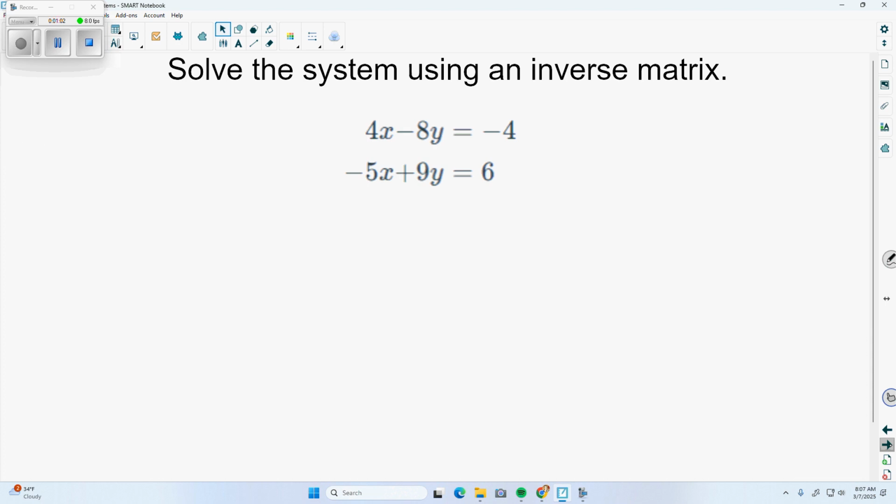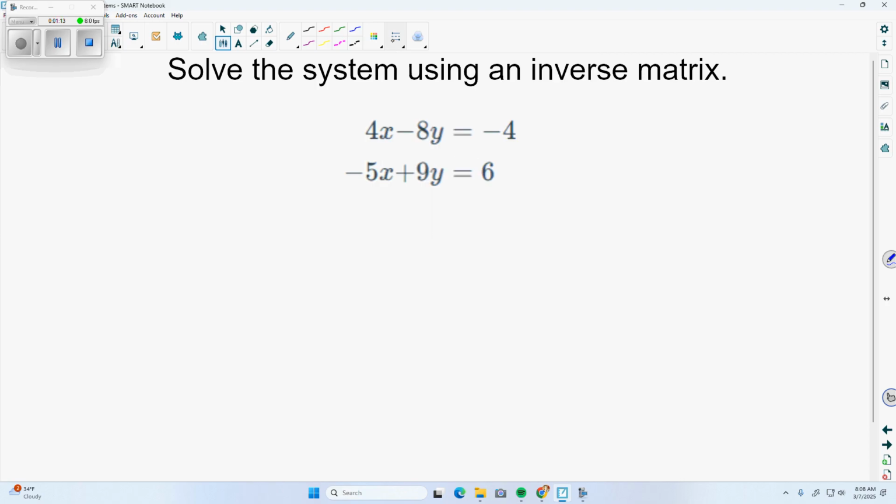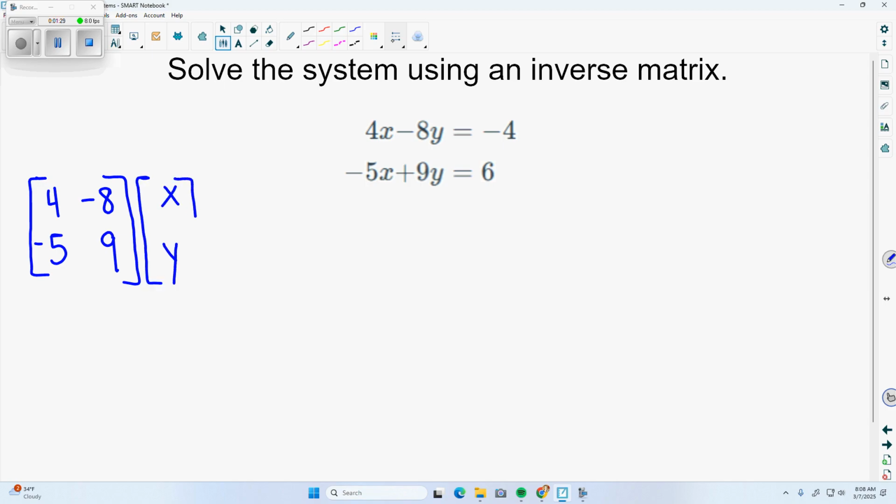Alrighty, so solving the system using an inverse matrix. Step one, we're going to write in matrix form. So we have our coefficient matrix, where we take those coefficients off. We'll have our variable matrix working with x and y here, and our constant matrix.